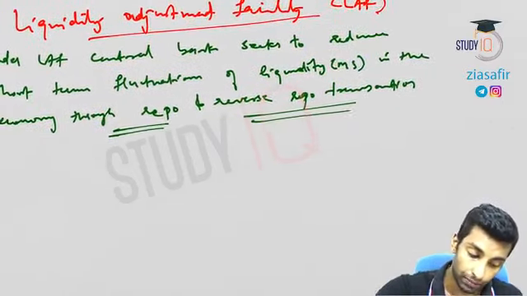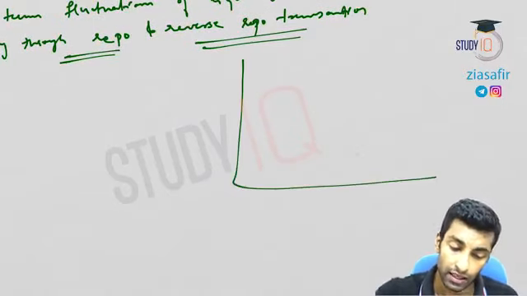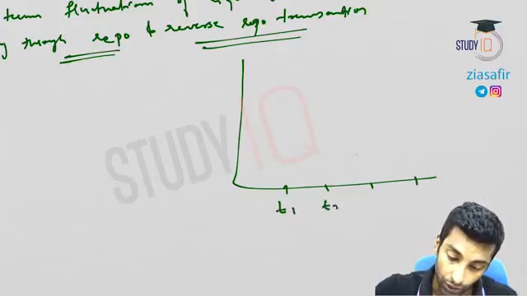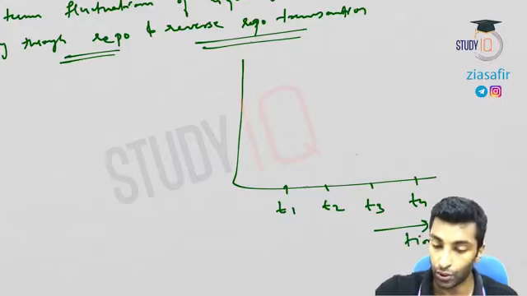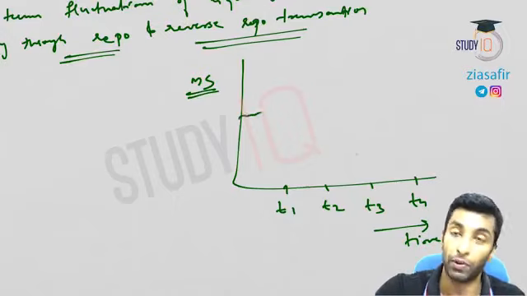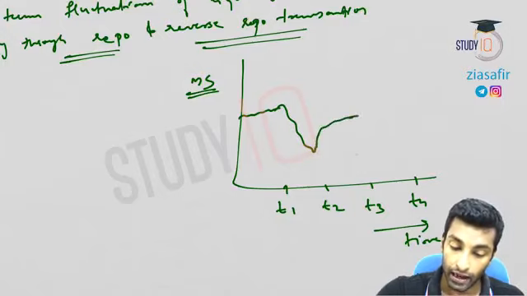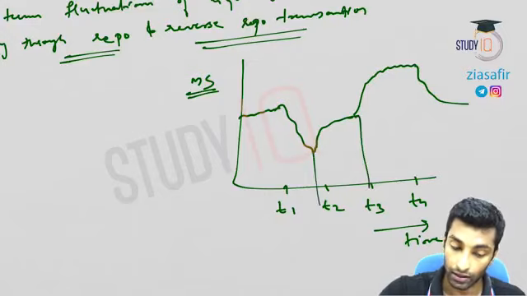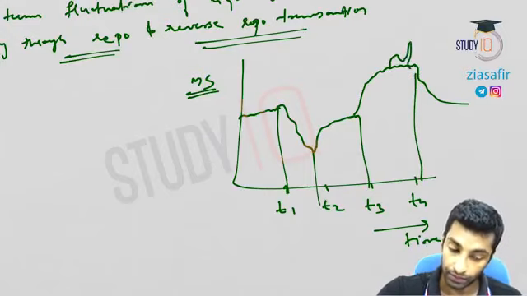So what is this liquidity adjustment facility, or what do these fluctuations mean? Let's say it's like this. Let's take different time intervals, T1, T2, T3, T4. On the x-axis I'm taking time, and on the y-axis let me take money supply. So let's see the fluctuations in money supply. Here let's say this is constant, this decreases like this, this goes like this, and this increases like this, then it goes constant. So you can see fluctuations here, right?